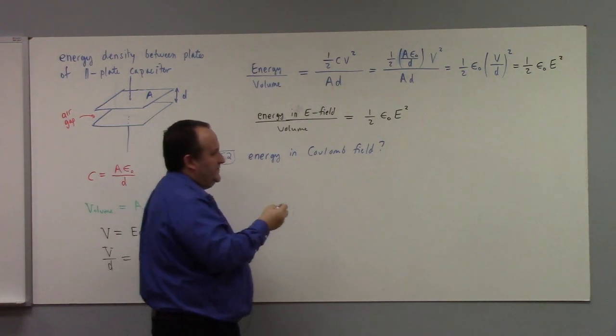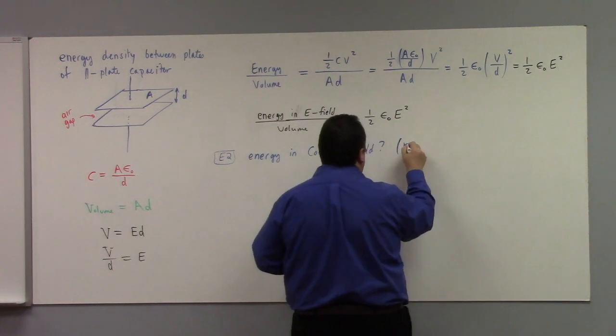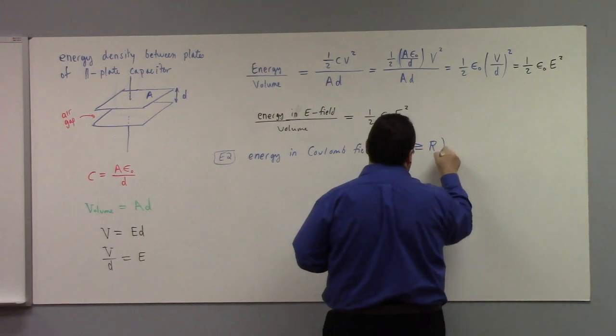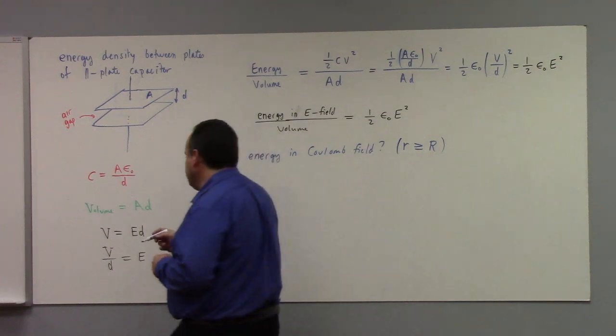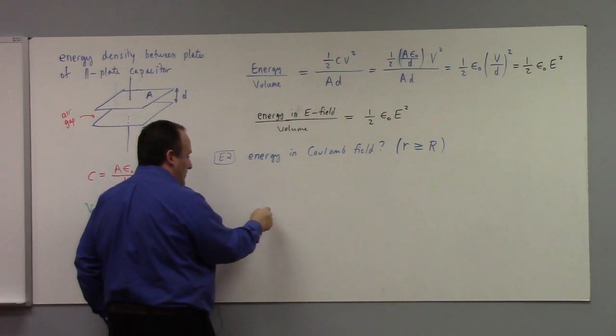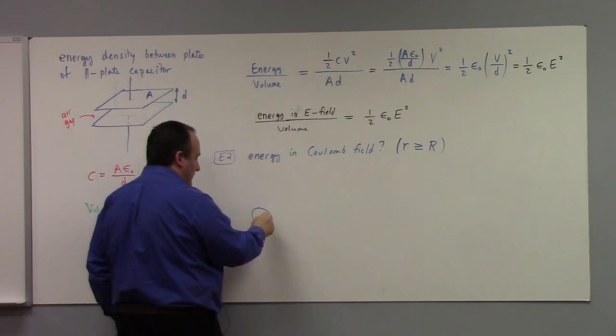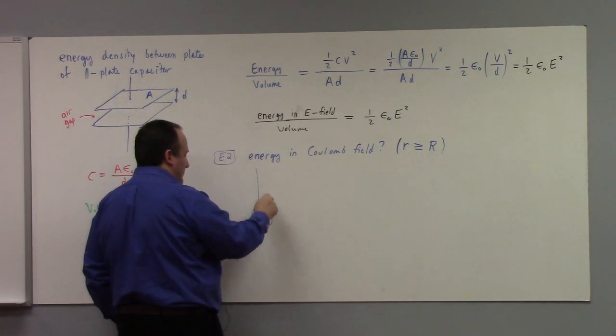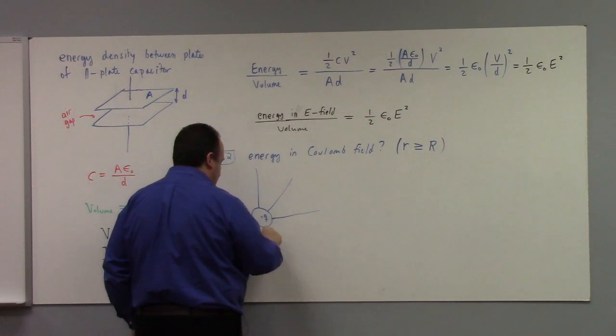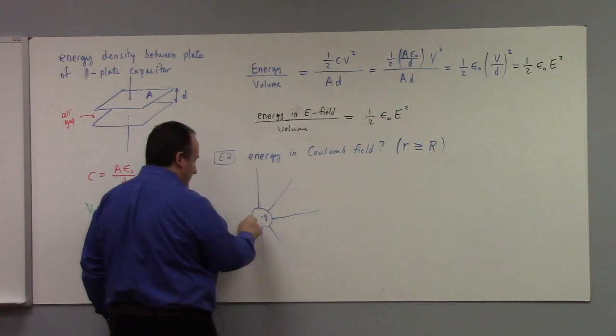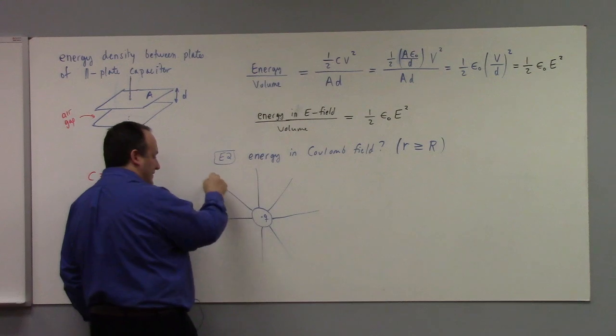We'll limit our scope. We'll say for r greater than or equal to some fixed r, right? We know something funny goes on at the origin for the Coulomb field, but let's suppose we just look at the electric field outside of there. How much energy is there in the Coulomb field? It's a fun thing to try to calculate, see what happens.